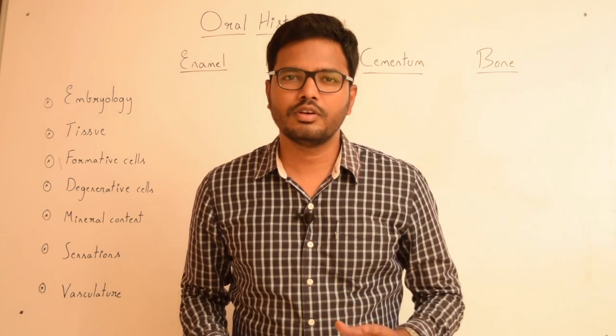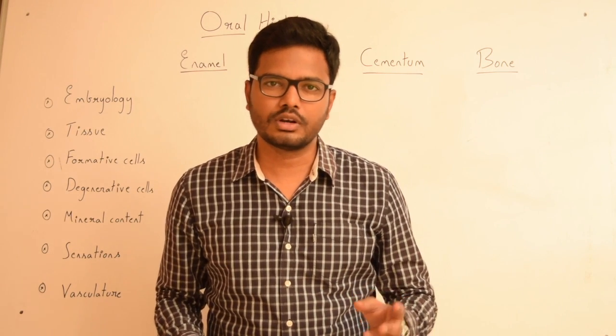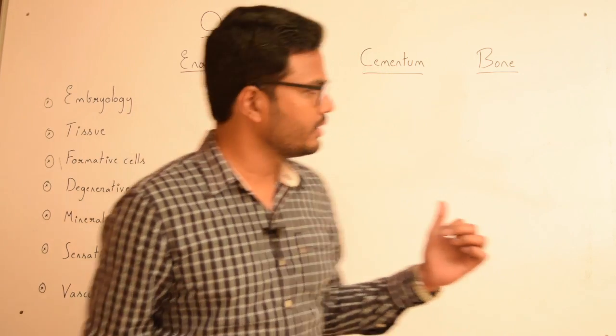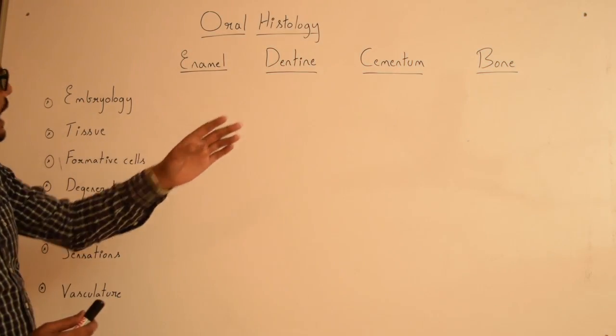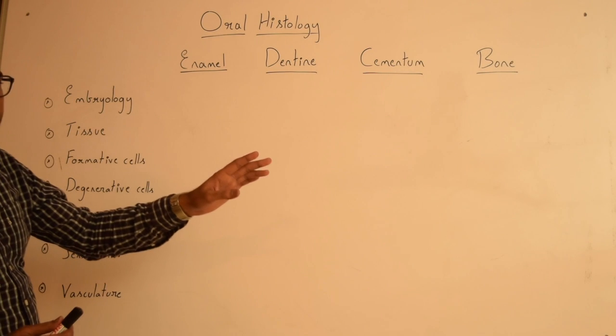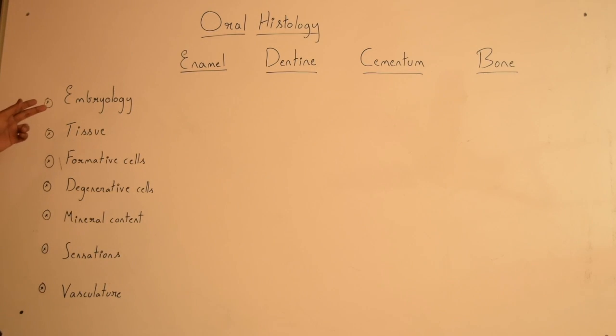Hi, in this video let's see a few important points in oral histology, and as you can see we have different tissues, and let's compare these tissues in terms of their origin, in terms of the nature of tissue, the formative cells, degenerative cells, the mineral content, sensations or sensory supply, and also the vasculature.